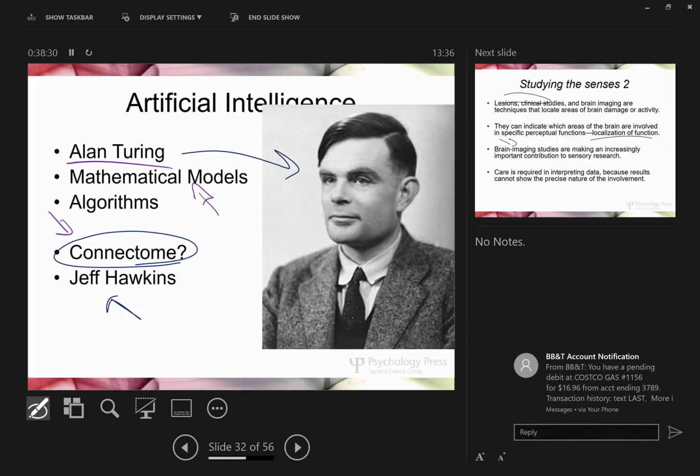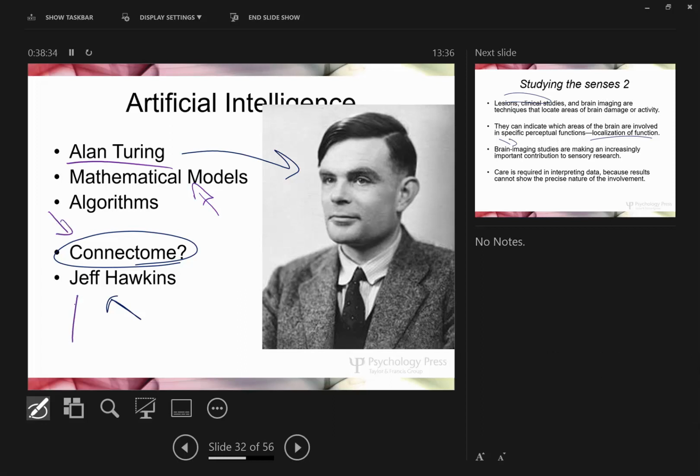There's this idea of a connectome. I'm not going to ask you too much about that. And then there's this guy, Jeff Hawkins. You guys heard of Jeff Hawkins? Most of you haven't. And I'm going to say something that like one other person in this room has heard of, probably based on their age. I'm just going to assume the rest of you aren't quite there yet, Josh.